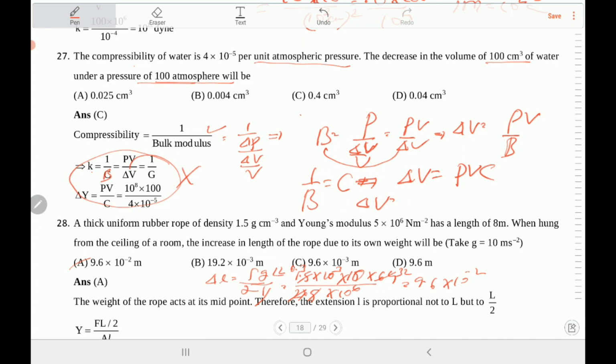Put the values. Delta V, P is 100 atmosphere, 100 ATM into V. What's V? 100 centimeter cube into what's C? 4 × 10^-5 per ATM divided by 1 ATM. So ATM cancels. So here 100 into 100, finally 4 × 10 to the power minus 1. Here minus 5 plus 2 is minus 3, plus 2 is minus 1. 4 × 10^-1 is 0.4. 0.4 centimeter cube is the answer.